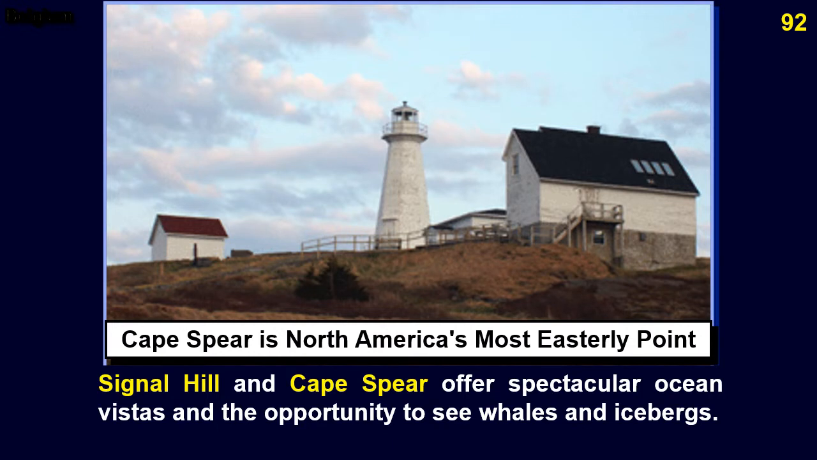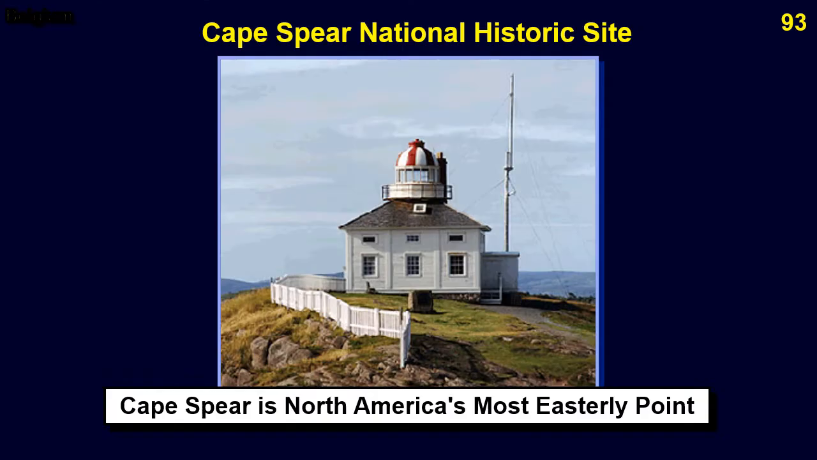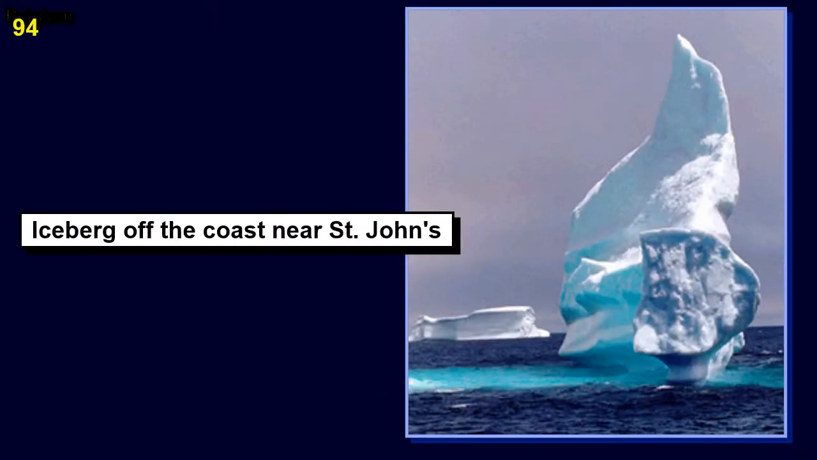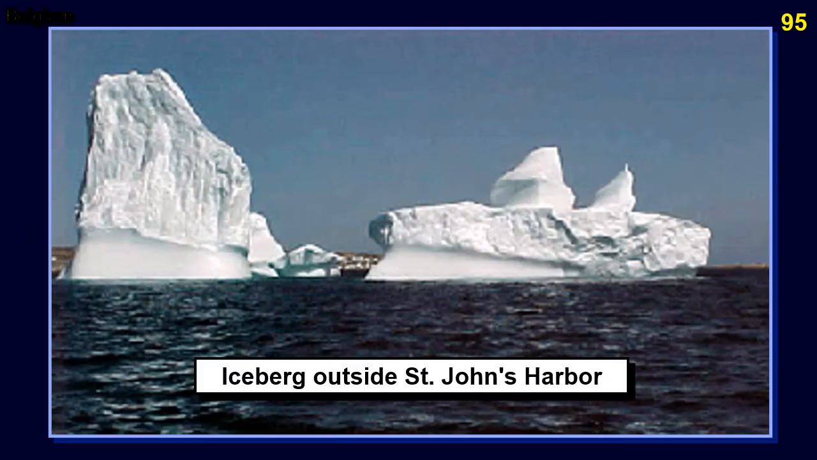Signal Hill and Cape Spear offer spectacular ocean vistas and the opportunity to see whales and icebergs. Cape Spear is North America's most easterly point. This is an iceberg off the coast near St. John's. This is another iceberg off the coast near St. John's.